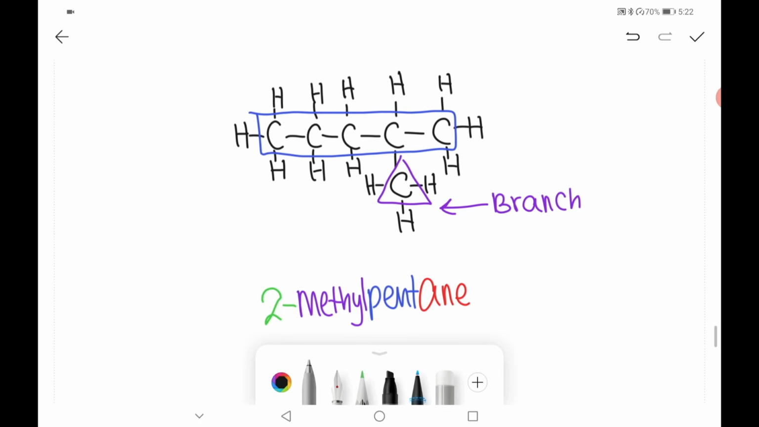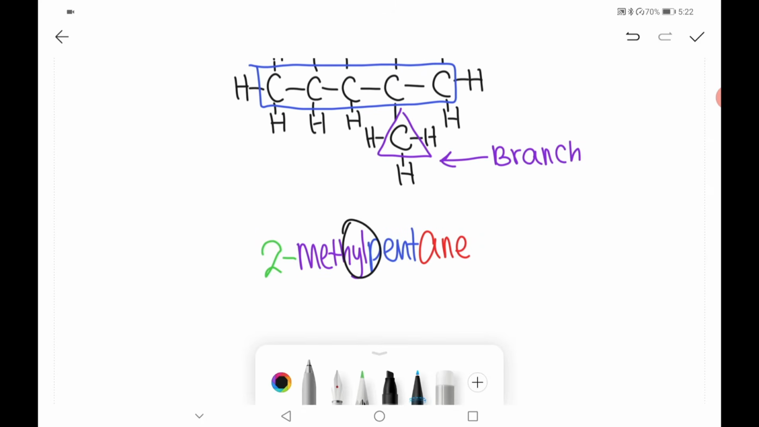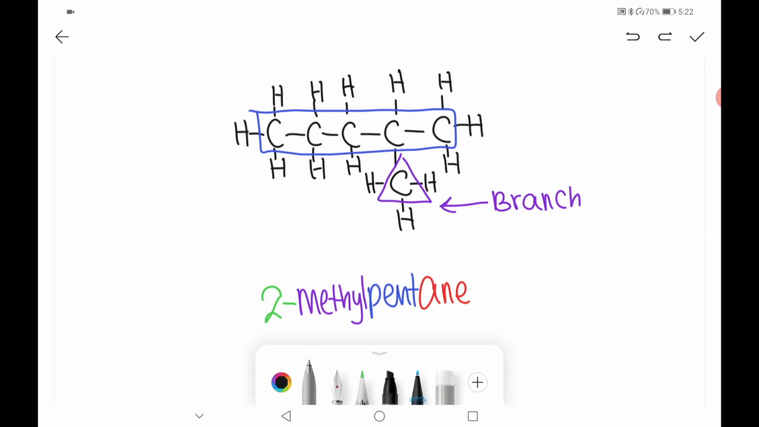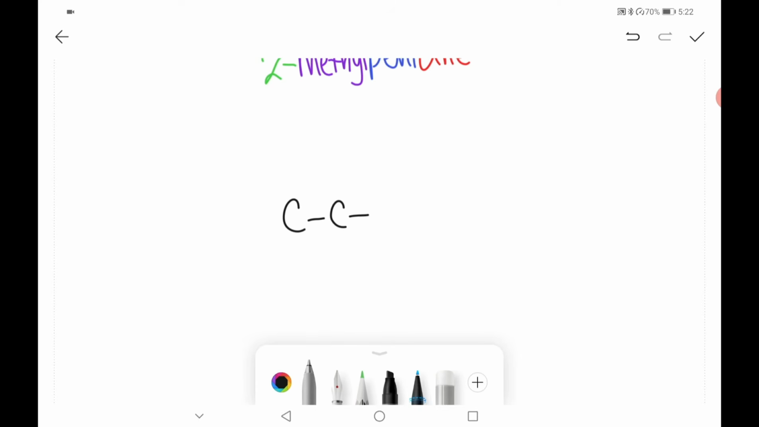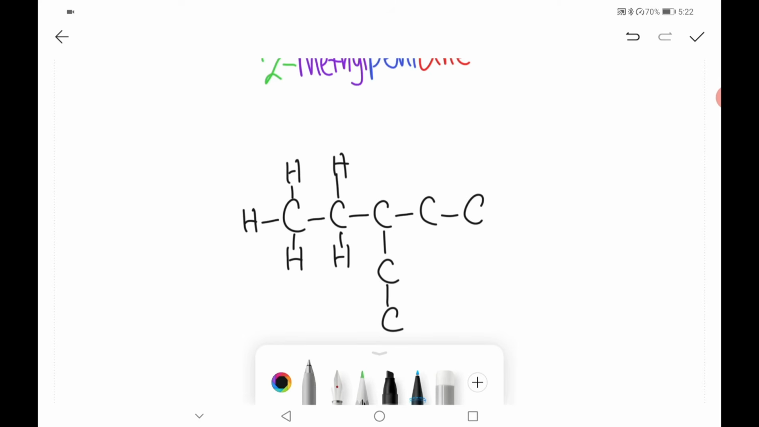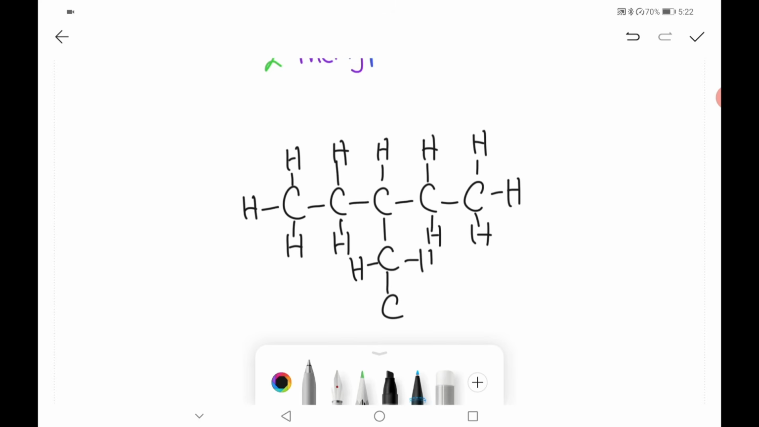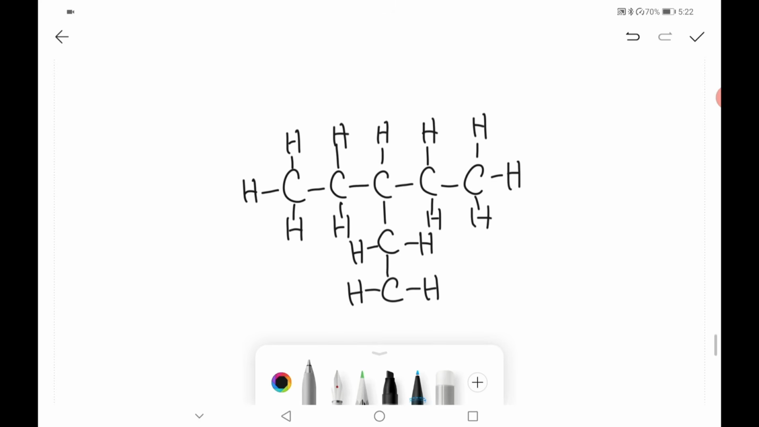So if you realize, the concept is very similar to what we learned just now for the non-carbon branch. The only difference now is that the name needs to add YL. That's the main difference. So let's try one more example. What if we have this compound? This is another compound that we have. Let us try to name it together.